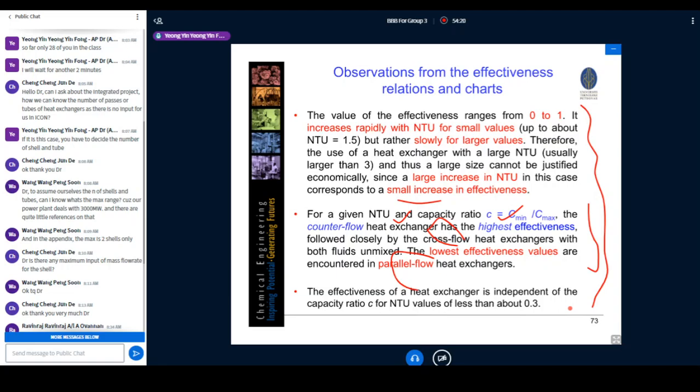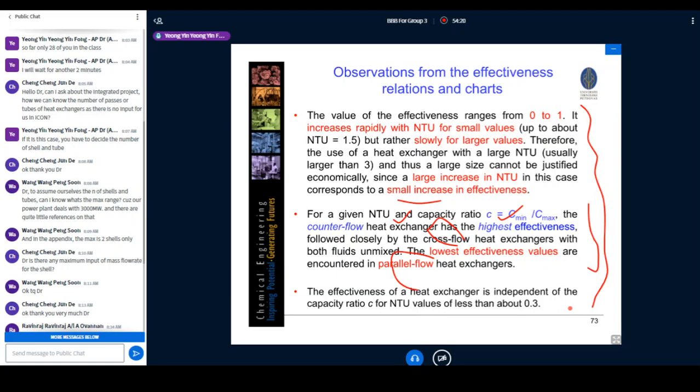Of course, if you want to use the effectiveness method, the mass flow rate has to be there. Otherwise, you will not be able to calculate C_H and C_C. So you need to understand and check all the information given before you decide which method to use. But normally, if all four temperatures are given, just use the LMTD method. Otherwise, you use the effectiveness-NTU method.